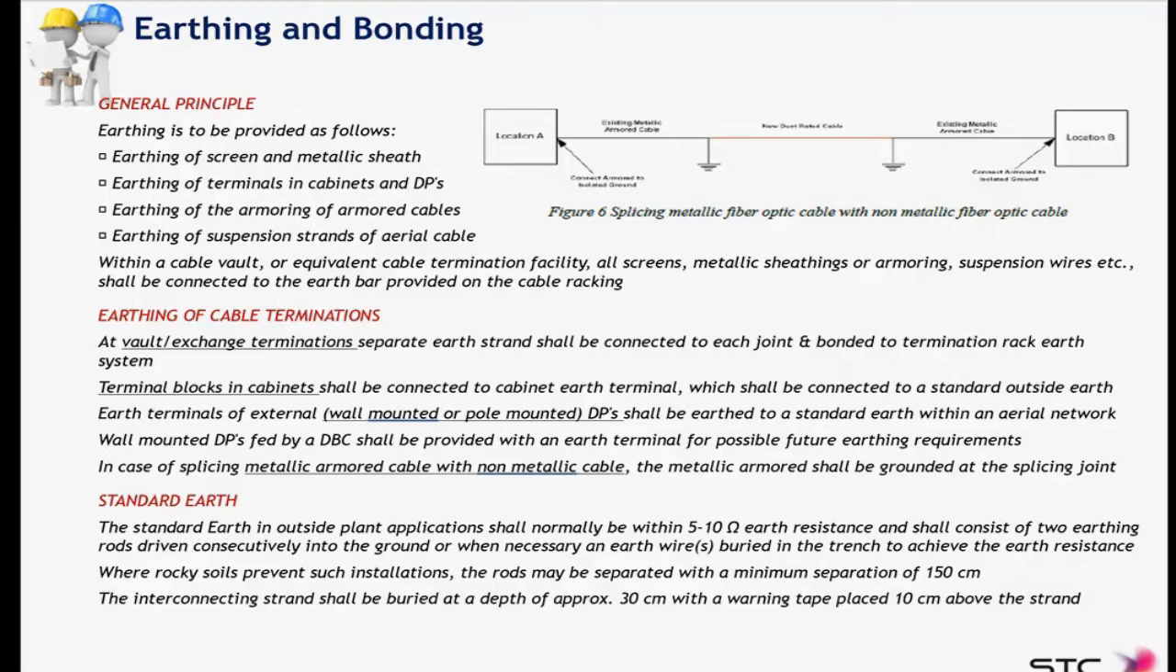Apart from that, another point that we have to take into account for earthing is the metallic cabinets. Metallic cabinets in the copper world were also grounded, and even though in fiber we don't have metallic transmission components, we keep the grounding procedure not to get the crews confused when they are installing cabinets in the field. So both copper and fiber cabinets need to be grounded.